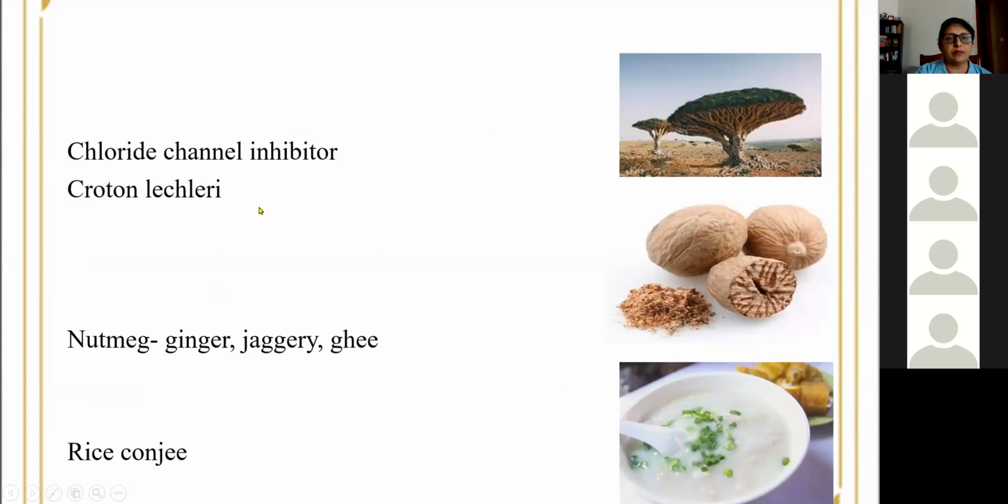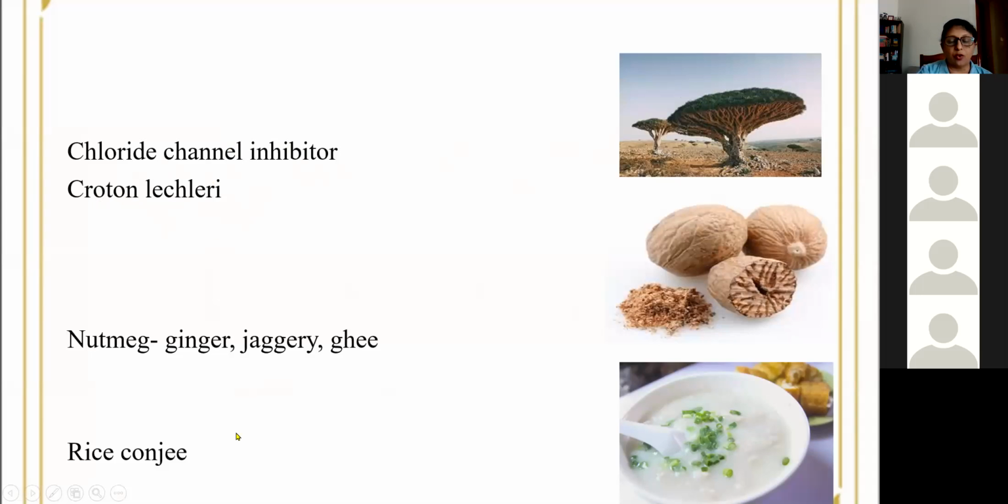Then there is one drug, recently introduced, which is a chloride channel inhibitor. It is obtained from an American plant, Croton lechleri. From the sap of this plant, one drug was isolated.